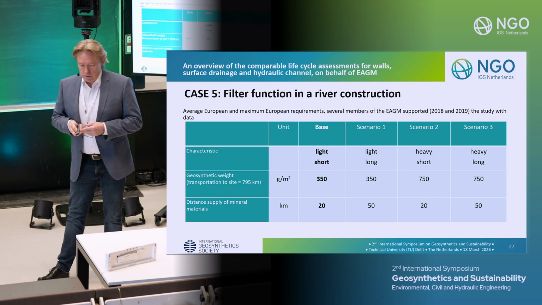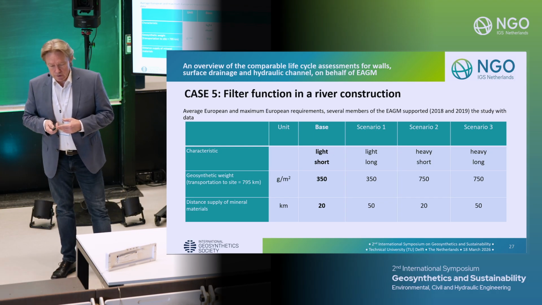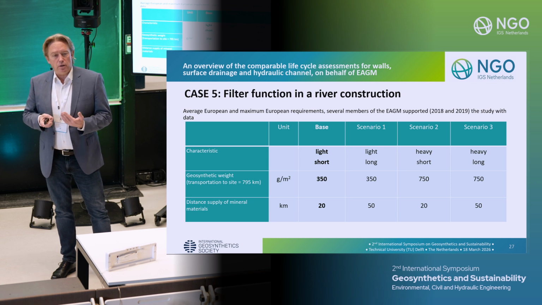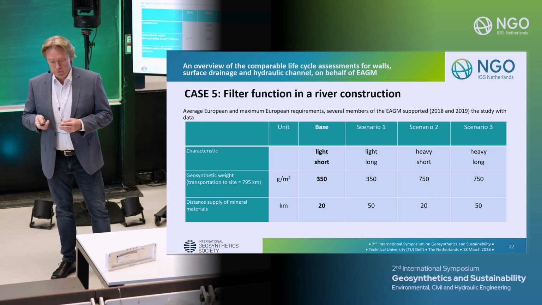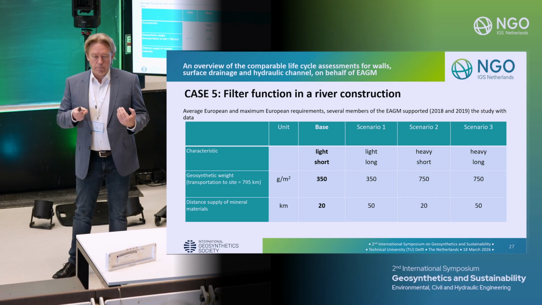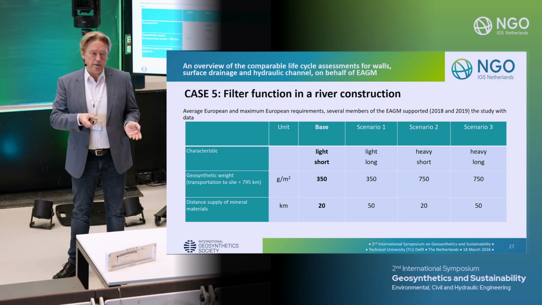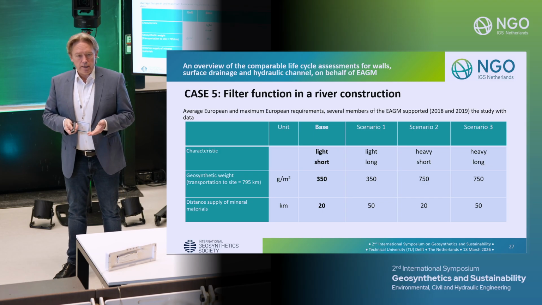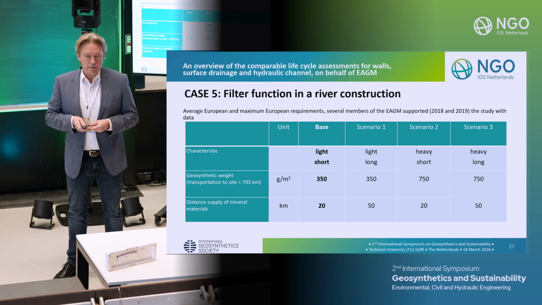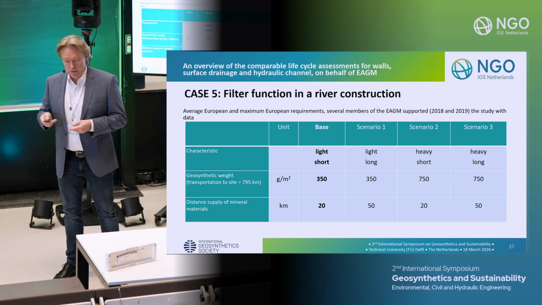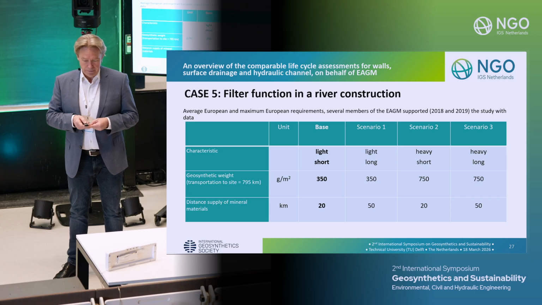And we had several scenarios, so we call them light short, light long, and so on. And this depends on the distances and on the weight. So lightweight is a 350-gram nonwoven, heavyweight is a 750-gram nonwoven, and then we have the distance supply for the material that is used for the alternative material. And we said, okay, it could be that you get the gravel, the sand, roughly 20 kilometers away. It could be that you have maybe 50 kilometers away.